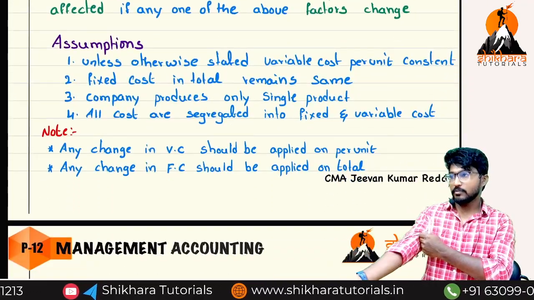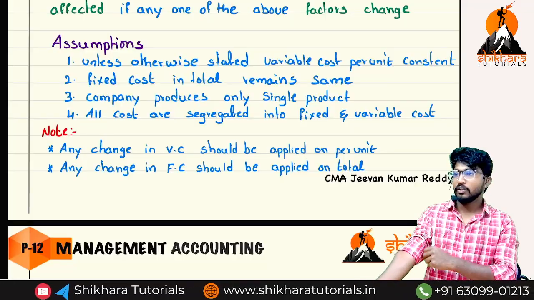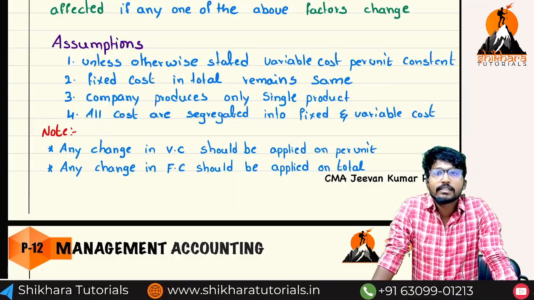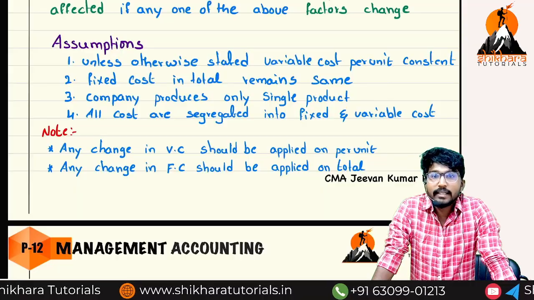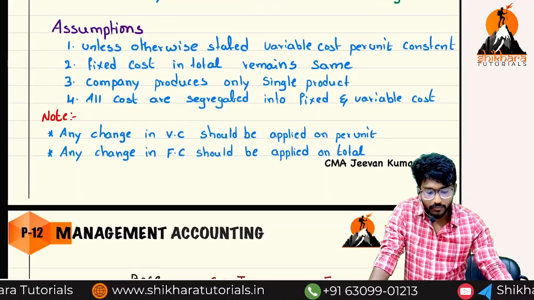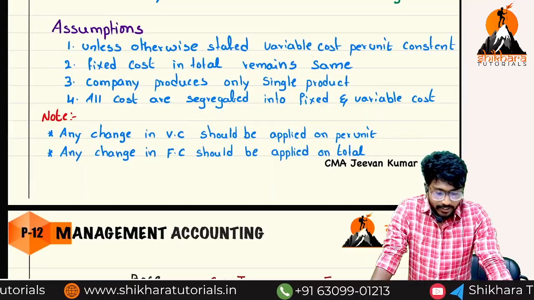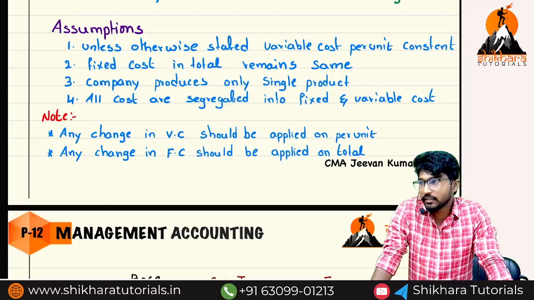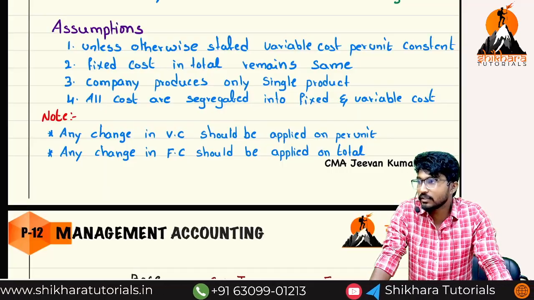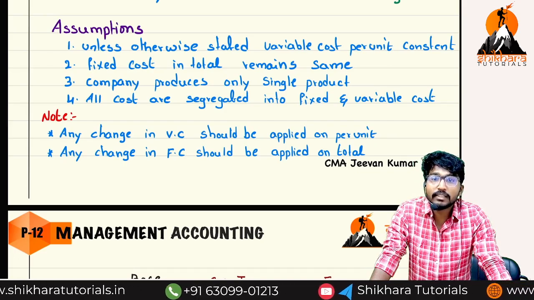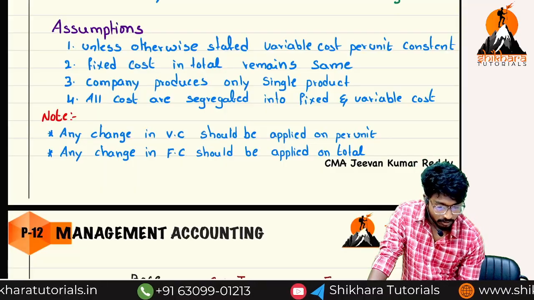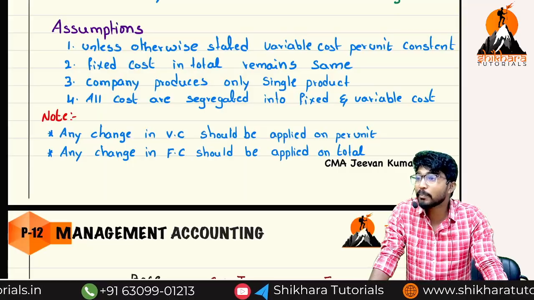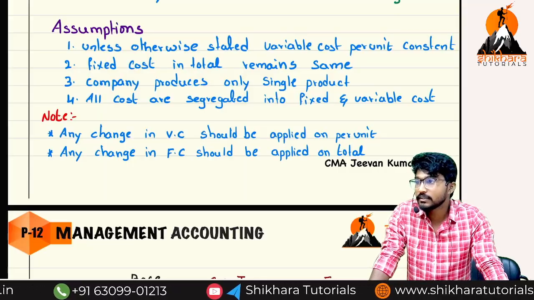Now, while doing the problems from CVP analysis, you need to take some assumptions. Unless otherwise stated, if nothing is said in the question, that means variable cost per unit is constant. Fixed cost in total remains the same, fixed cost in total, not per unit.